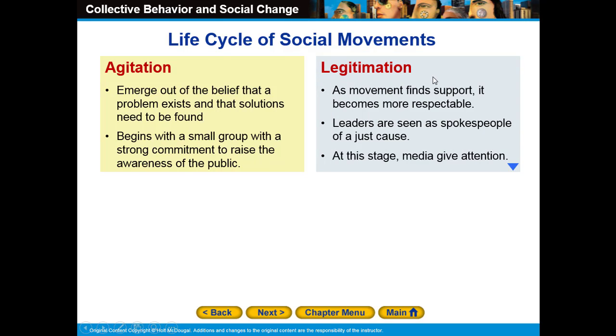able to move, and I'm talking here about the movements, to the next stage, will come to the stage of legitimation. Legitimation is simply that the movement finds some kind of support, maybe from the public or from other figures. It becomes more respectable. Leaders are seen as spokespeople of a just case. So the small group of people are now leaders. And the media will simply try to give them some attention at this point of the social movement. Of course, through the media coverage, they will gain millions of supporters at the same time.